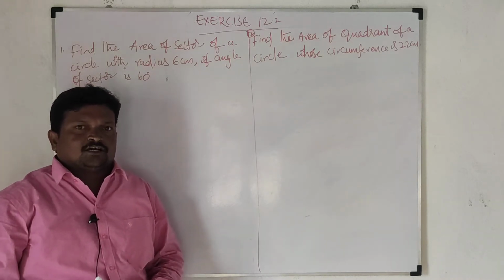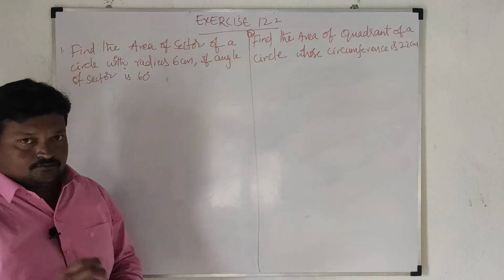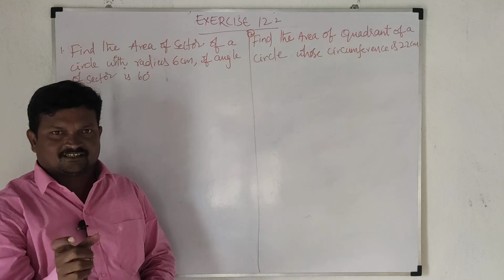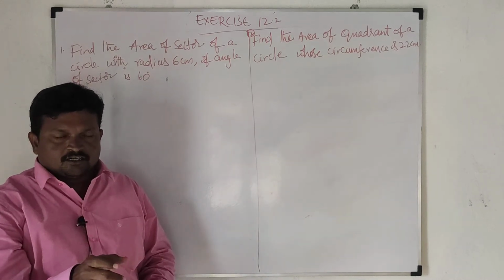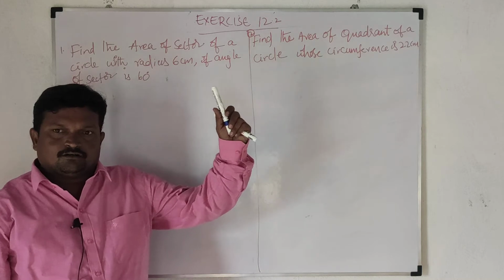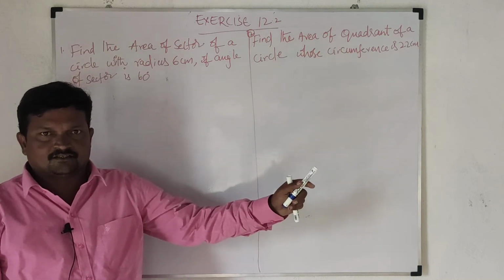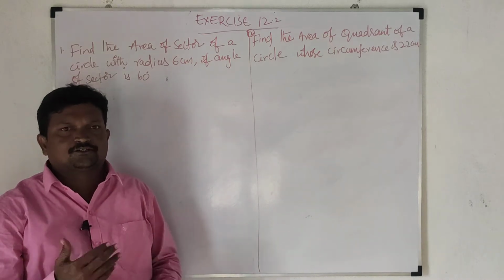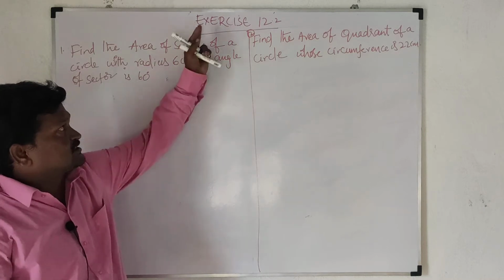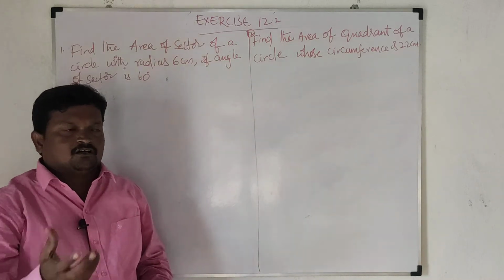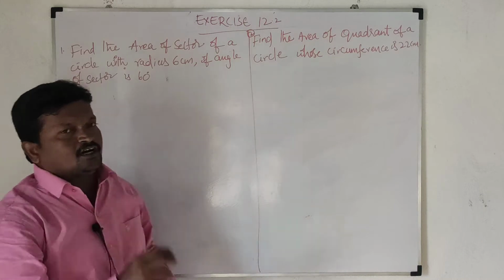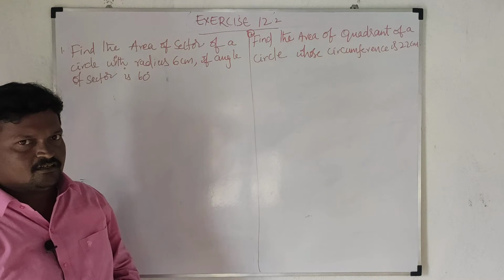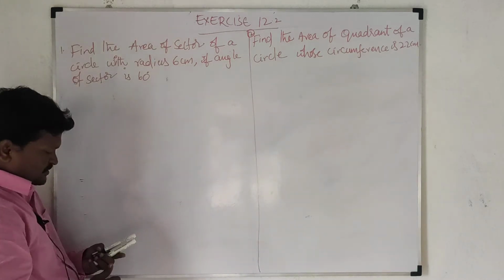In the previous class we have discussed the formulas for finding the area of the minor sector, area of the major sector and the length of the arc, and also the area of the major segment and area of the minor segment. Everything we have discussed in the previous class. Now we are going to solve problems from exercise 12.2, which is related to the area of sectors and area of the segments of a circle. So let's see the first question.